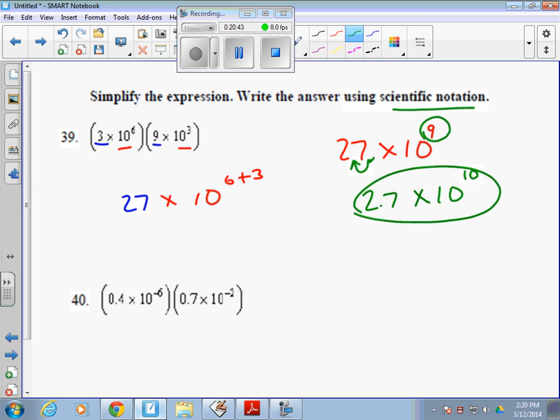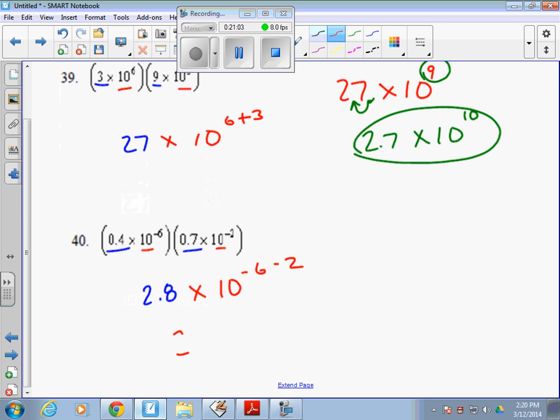Do the same thing with 0.04 and 0.07. You can multiply those. You know 4 and 7 gives you 28. And when you move that decimal twice, you get 2.8. And do the same thing with the same bases, 10 and 10. You can add the exponents. So times 10 to the negative 6 plus a negative means minus 2. So we have 2.8 times 10 to the negative 8.